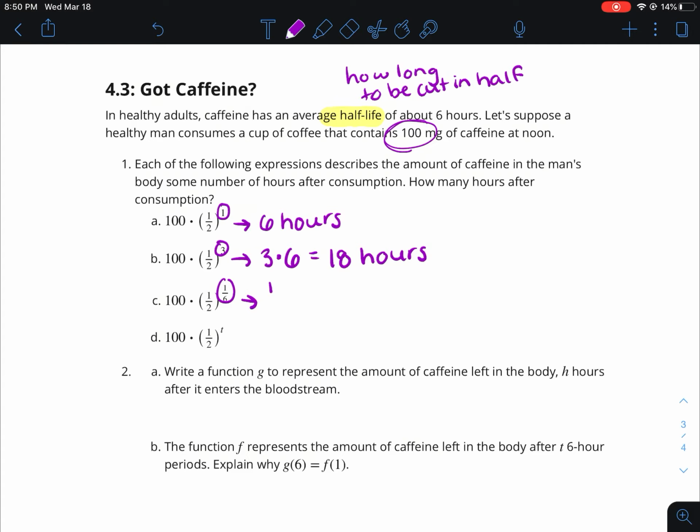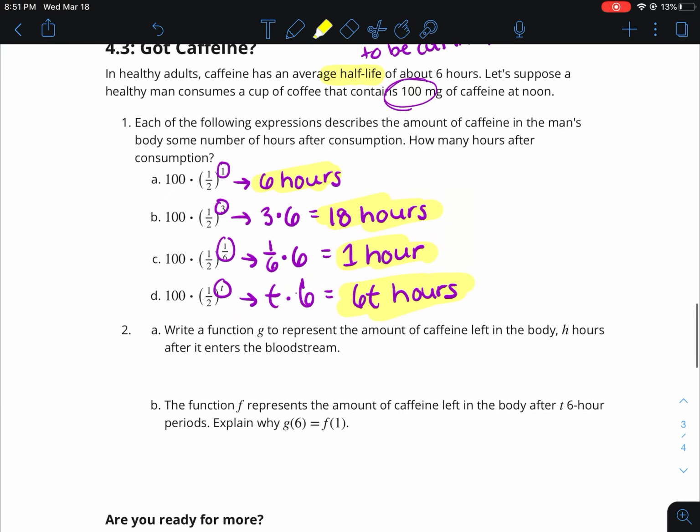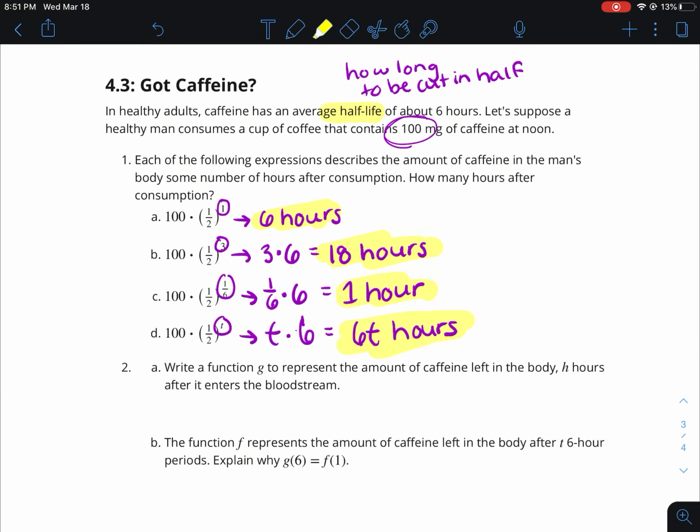1/6 times 6 hours, because a half-life is 6 hours, it's been 1 hour. So for a power of t, it would be t times 1/6, so it would be 6t hours. Okay: 18, 6, 1, 6t. Because every half represents 6 hours because of our half-life.